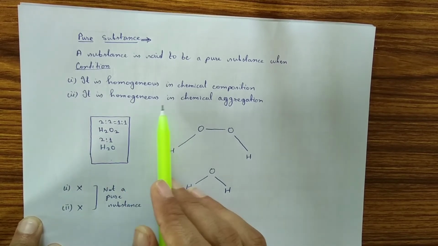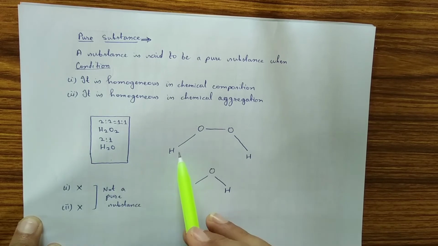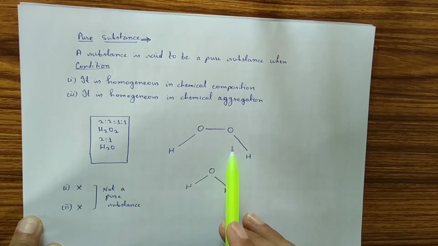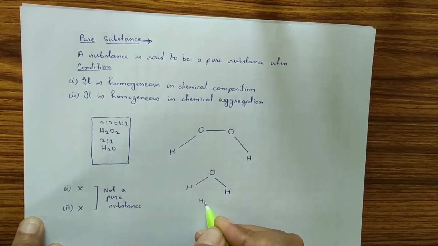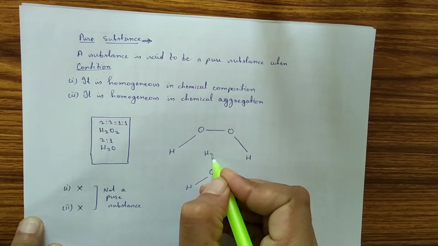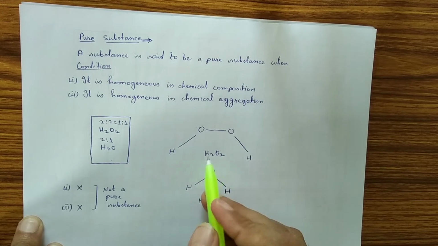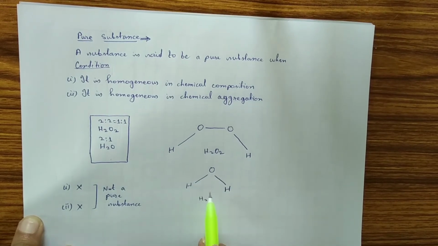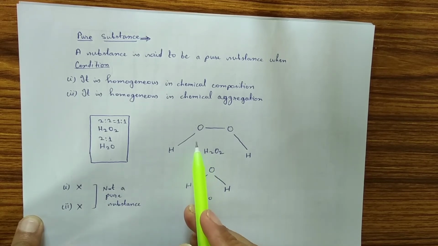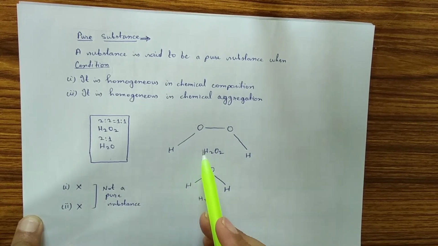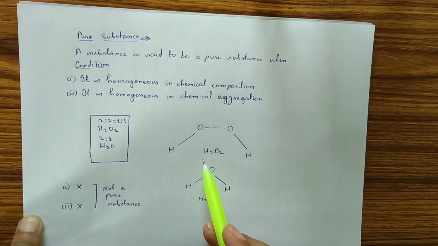And if we see for chemical aggregation, the structure of H2O is this one, and this is H2O2. So the structure of H2O2 is this one, and H2O is this. So here we see that it is not chemically combined in the same way. So the chemical combination of these two molecules is different.